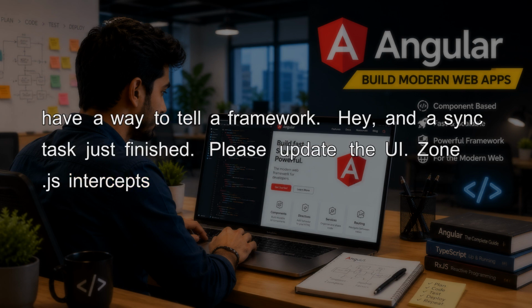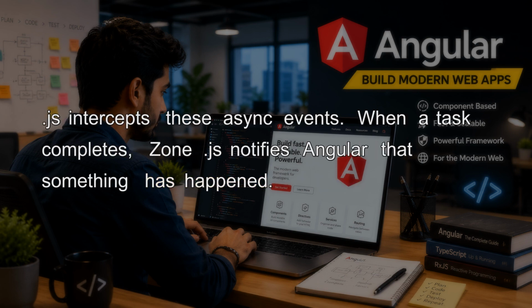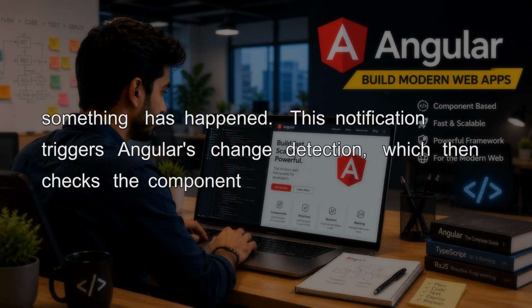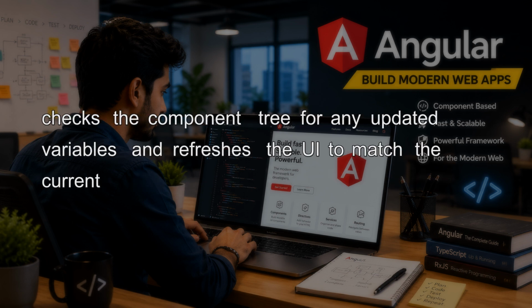Zone.js intercepts these async events. When a task completes, Zone.js notifies Angular that something has happened. This notification triggers Angular's change detection, which then checks the component tree for any updated variables and refreshes the UI to match the current data state.